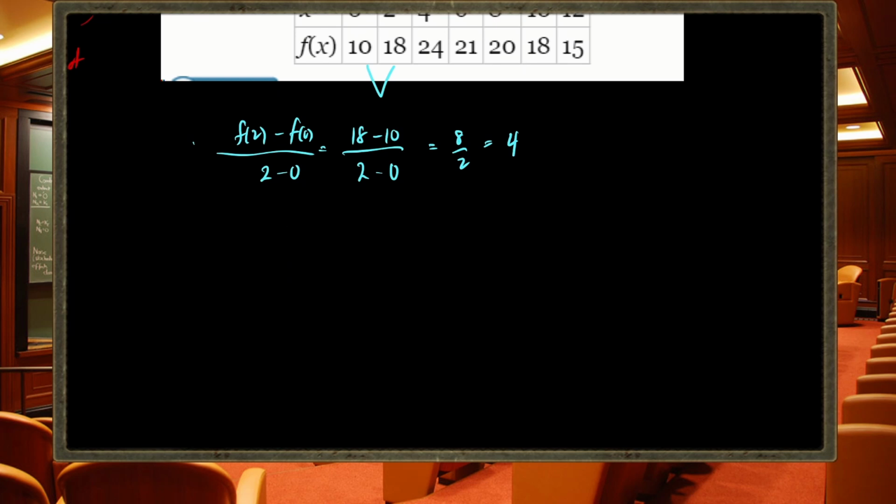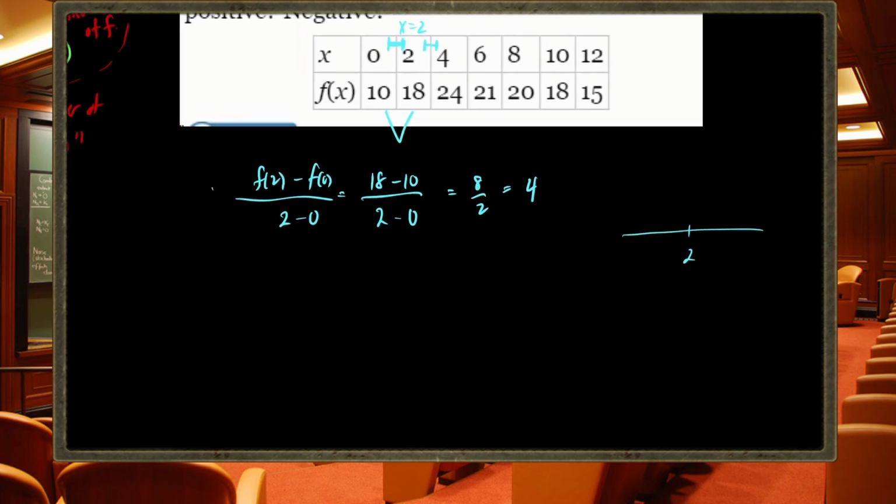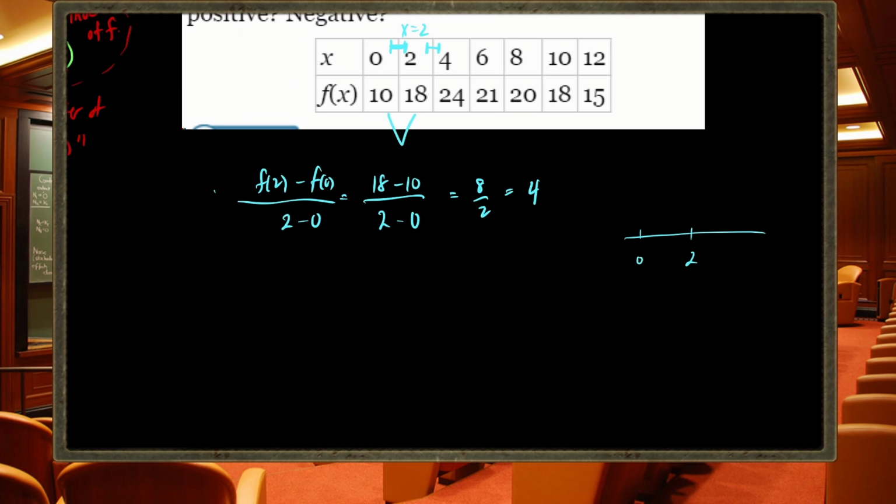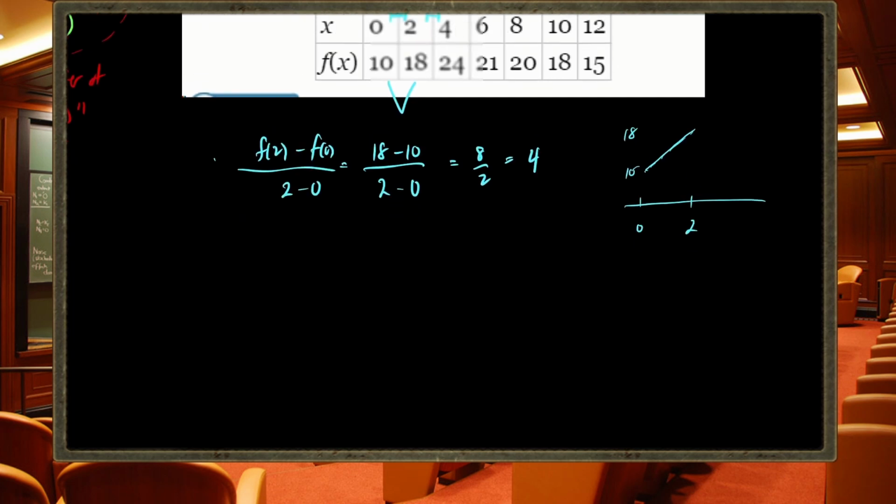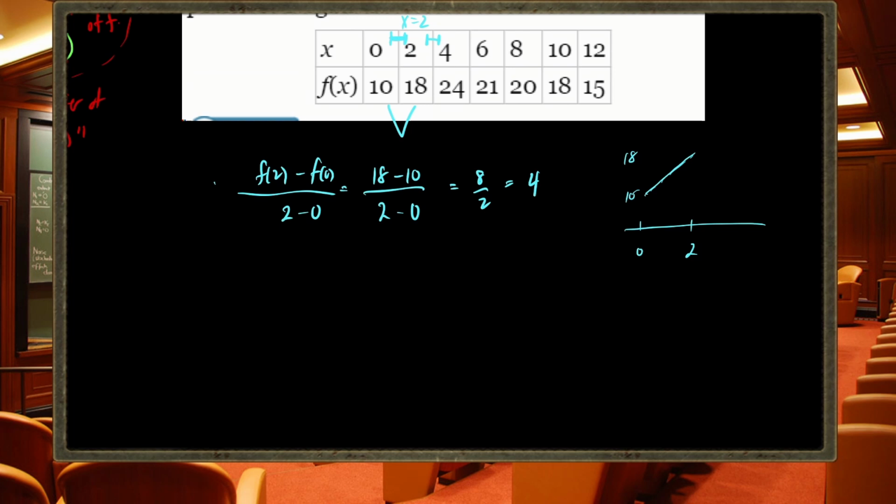If we sketch this out, we're interested at x equals 2. From 0 to 2, we know something like this is happening. It's going up from 10 to 18. So it's going up at a rate of 4 over 1. And then from 2 to 4, it goes from 18 to 24.